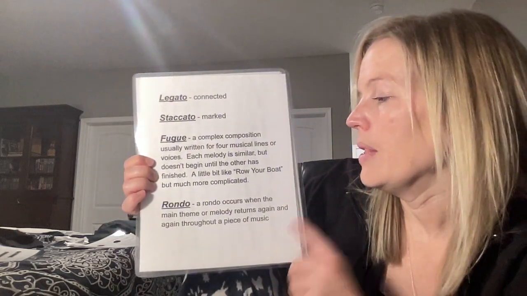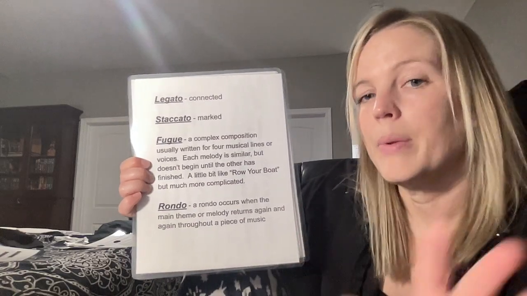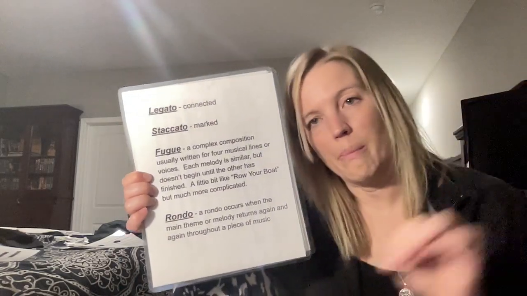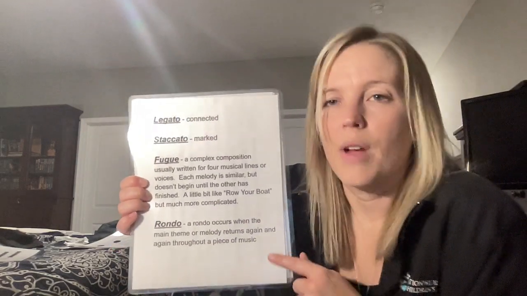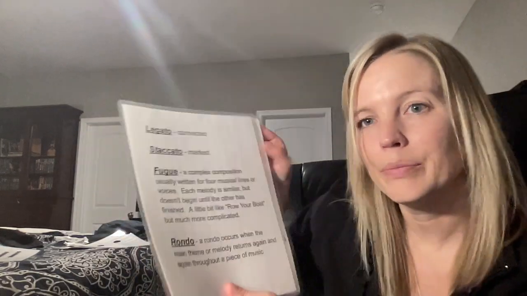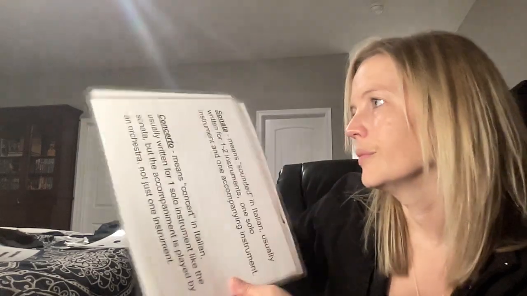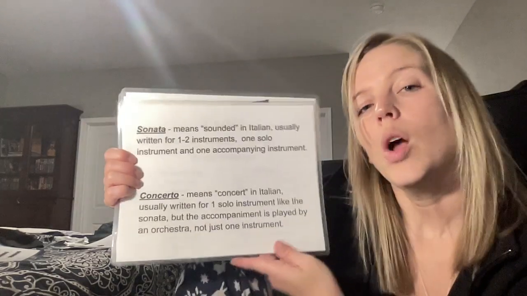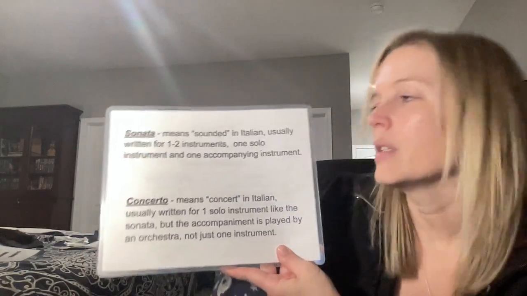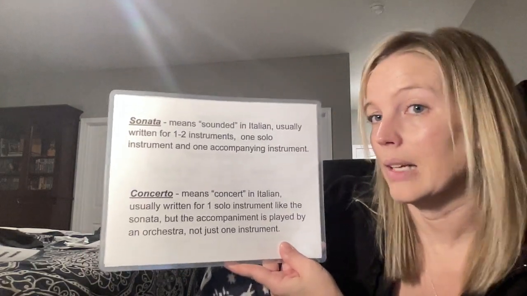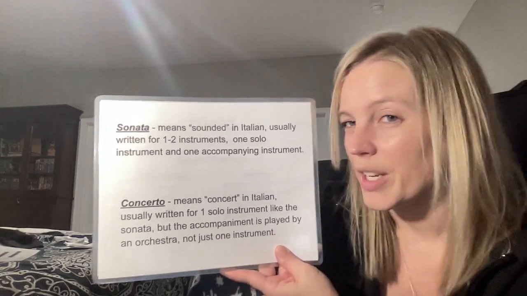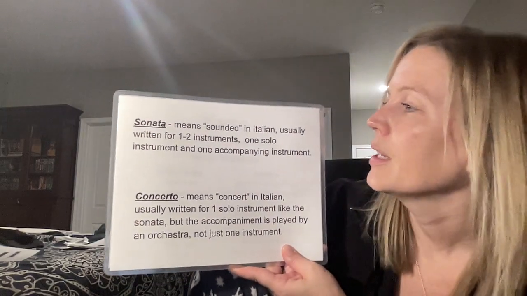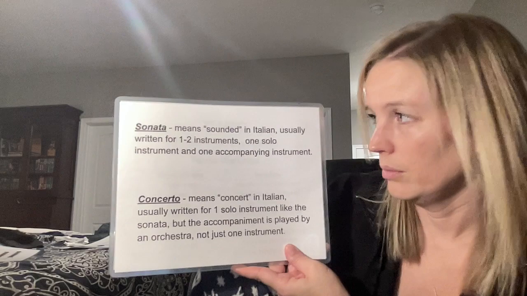Rondo is when the main theme returns again throughout a piece of music. So that main theme or that melody will come back, and then it'll go away, and then it'll come back, and it'll go away. And we listened to Mozart's Rondo alla Turca for that one. We listened to Bach's Fugue in D minor for that one. Just kidding. Okay, so sonata, we've talked about that meaning sounded in Italian. Most of your musical terms are going to be in Italian, and it's usually written for one or two instruments.